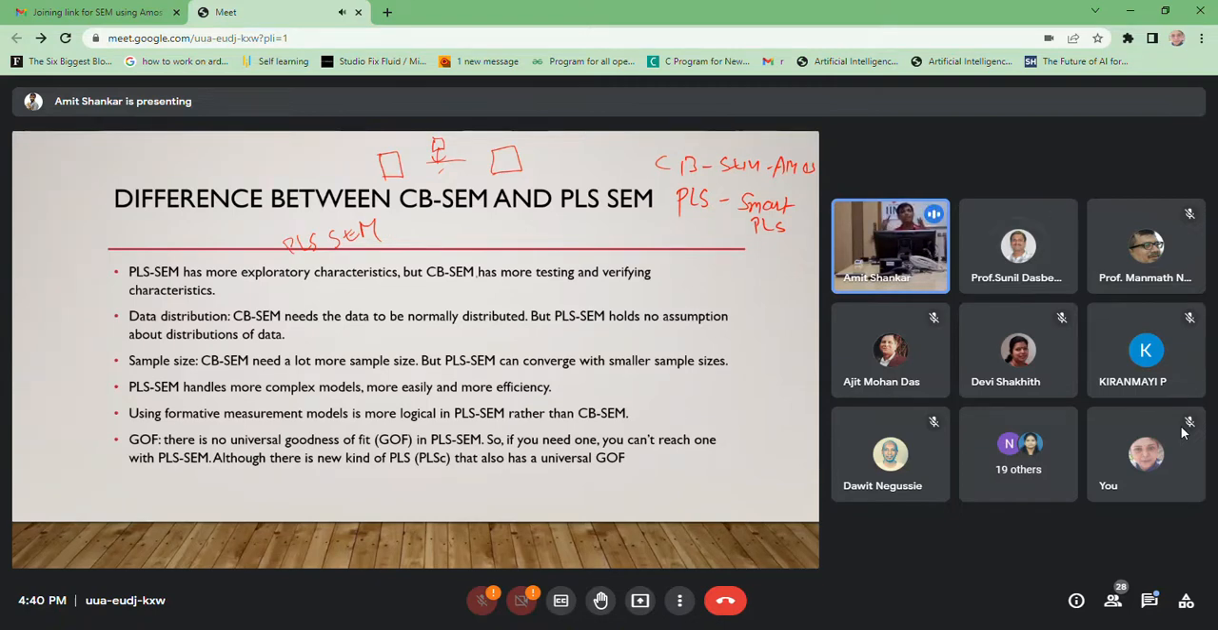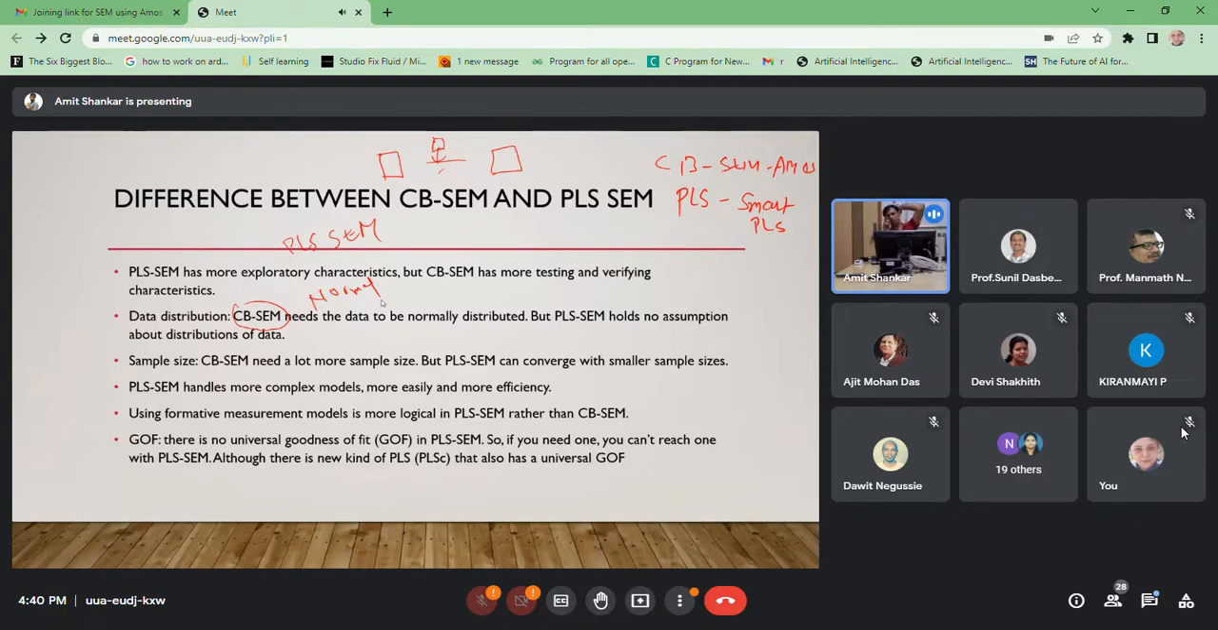CB-SEM, covariance-based structural equation modeling, I will discuss in a subsequent session. It mostly deals with how to establish the relationship rather than exclude the relationship. Now, one thing: in CB-SEM, your data should be normal. Normal means your data should follow a normal distribution. When I say normality, it means you don't have skewness, you don't have outliers, and you don't have kurtosis. These are three indicators.